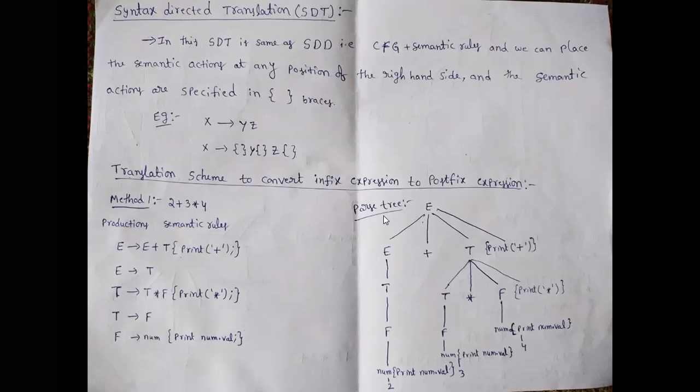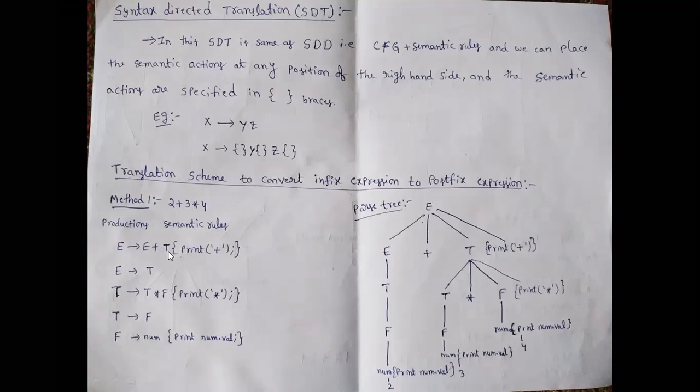After constructing the parse tree, we use that parse tree as the base for converting the infix expression to the postfix expression. So we use this expression and convert it to a parse tree. By using this expression, we need to write the parse tree. Here we have to construct the parse tree. We use the first production. What is the first production here? E produces E plus T.